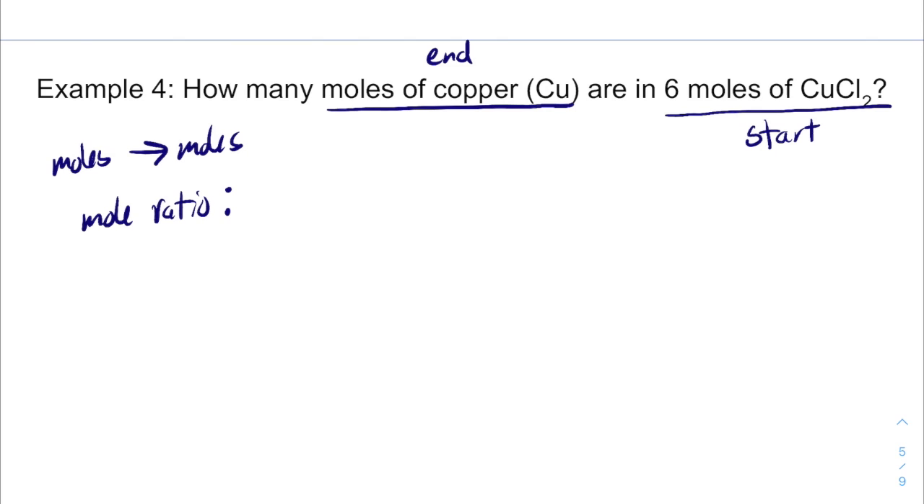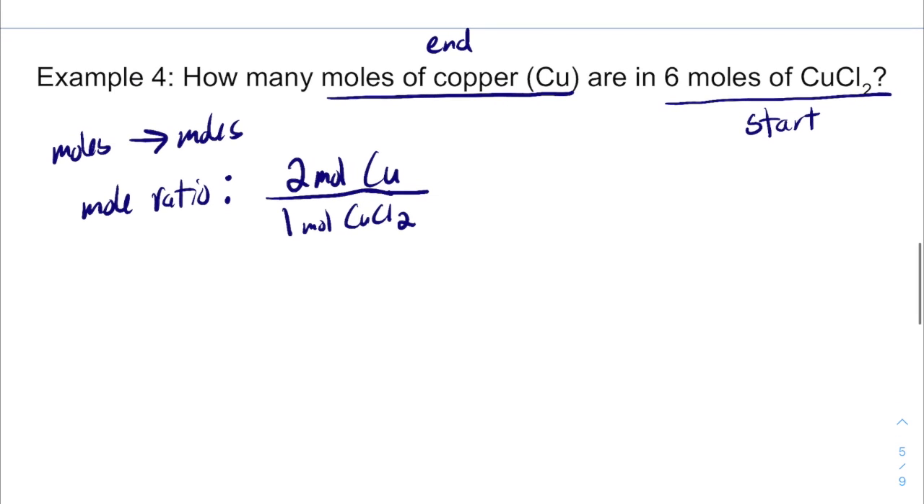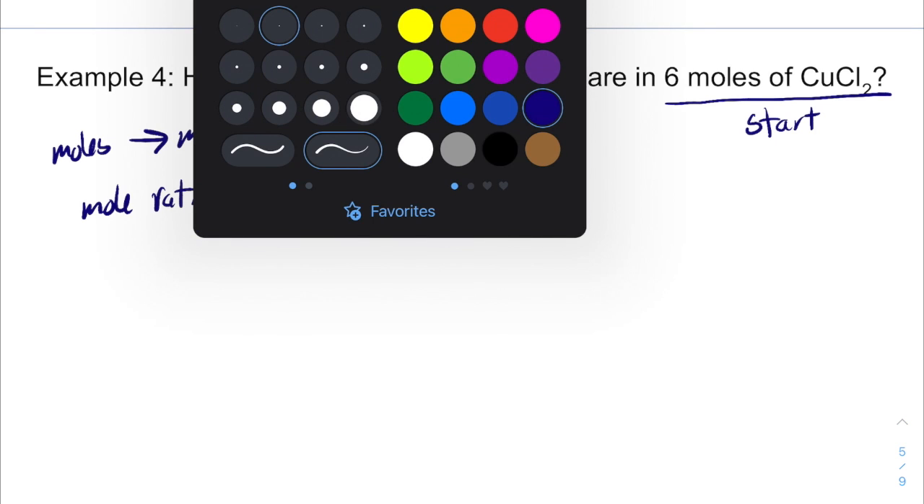My formula is CuCl2. So 1 mole of CuCl2, and in every 1 mole of CuCl2, I have 2 moles of copper. Again, this is coming straight from the formula. Now that I have my conversion factor, which is my mole ratio, and I have my start and my end, I can go ahead and do my setup.